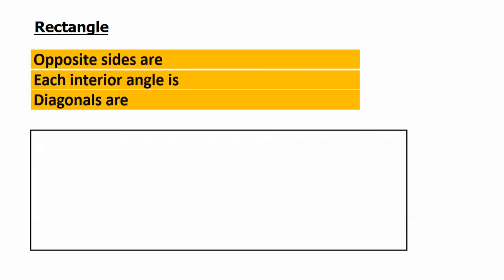Rectangles. In a rectangle, you will find that the opposite sides are congruent, same as in a parallelogram. So, same as before, we'll mark things as congruent with one or two lines. In a rectangle, each interior angle is 90 degrees. So at every vertex, we're going to draw a square, which means 90 degrees.